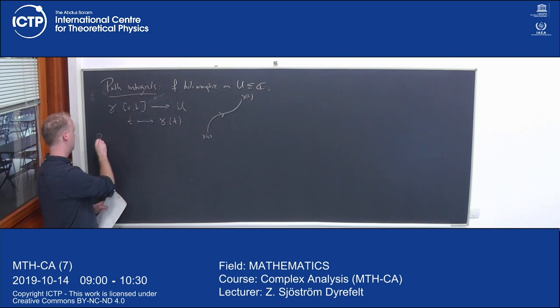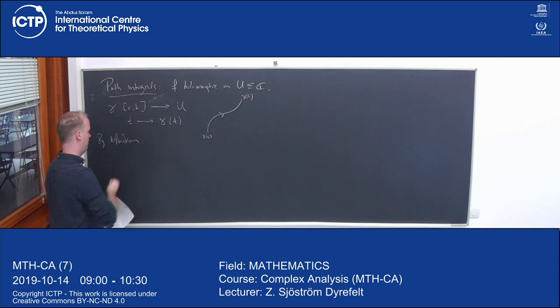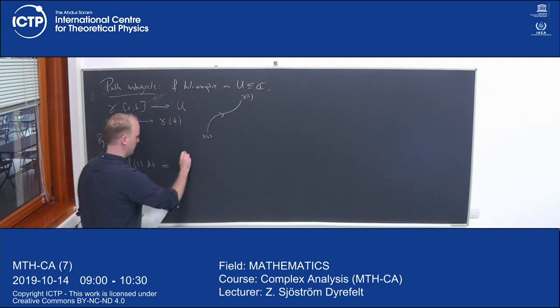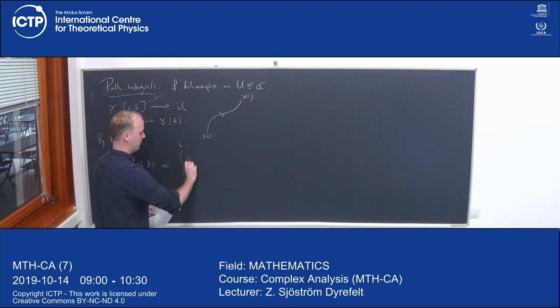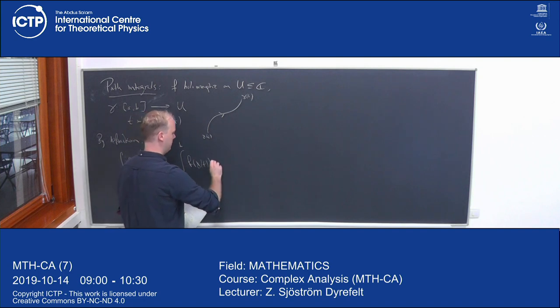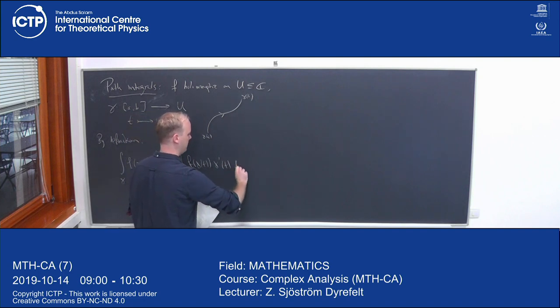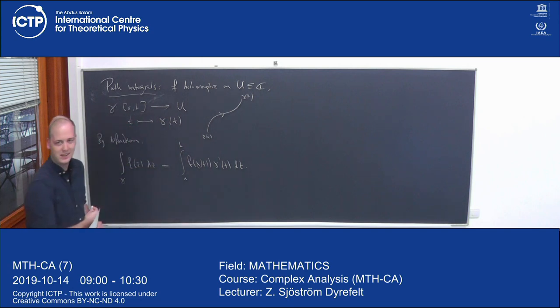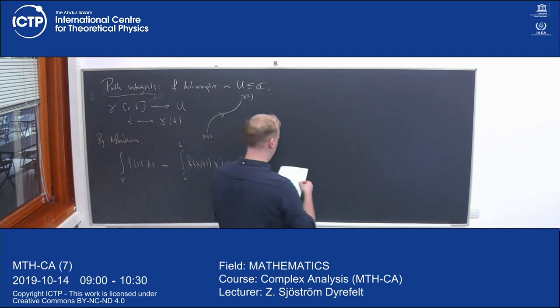So by definition, we have that the integral along this gamma of f of z dz, so a function defined on an open neighborhood of this curve, is equal to the integral from a to b of f of gamma of t times gamma prime of t dt. Okay, so this is what we said last time, and then we gave these examples that were enlightening.